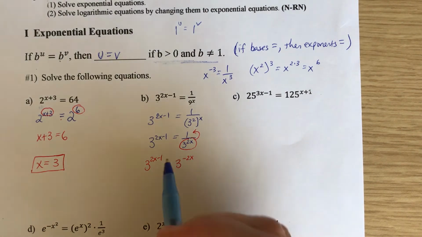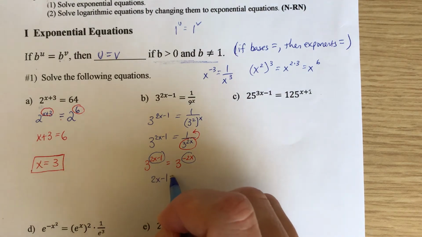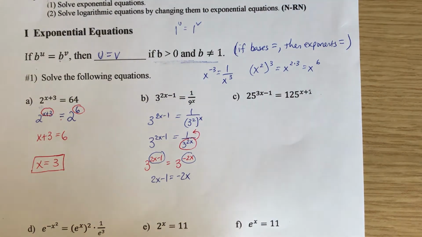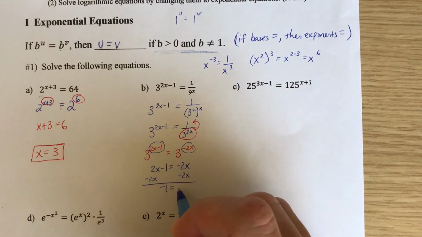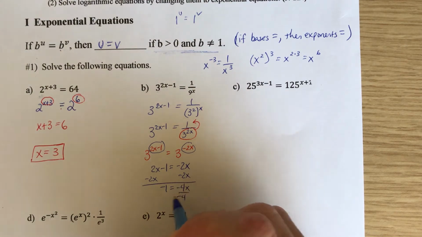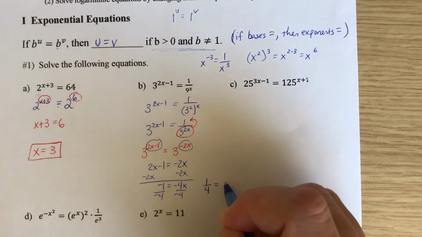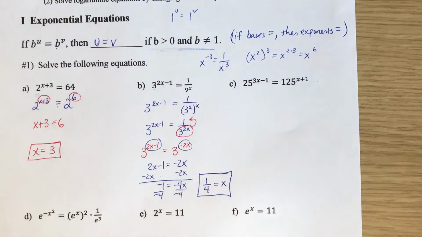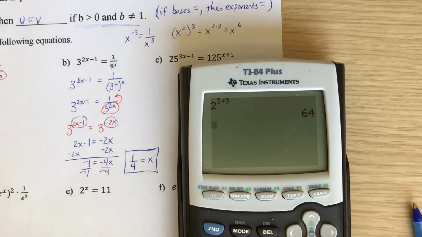Now that the bases are equal, that means that the exponents have to be equal. So 2x minus 1 equals negative 2x. And now we solve this equation. I would subtract 2x from both sides to get negative 4x, and then divide by negative 4. A negative divided by a negative is positive. So 1/4 is equal to x. Now with any equation, again, we can always check. So if I take the left side, 3 raised to the, that was 2 times 1/4, and then subtract 1.